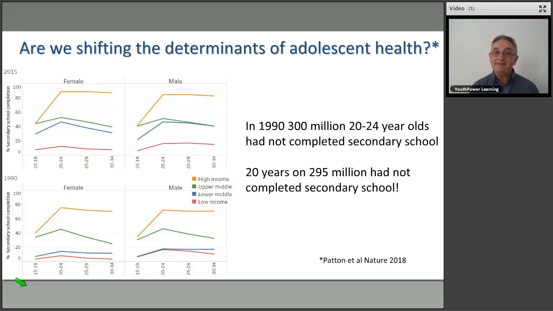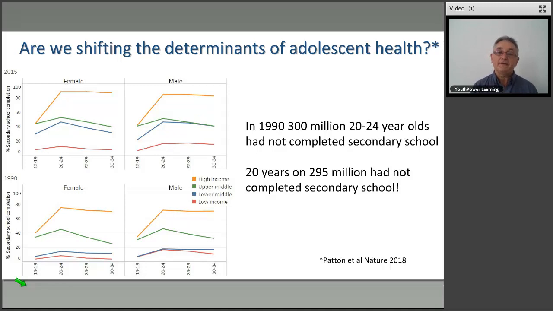You might initially think, well, these are pretty similar, but in fact there have been some marked improvements, with the most marked improvements in lower middle-income countries, where rates of completion of secondary school have increased markedly over the 25 years. However, the number of adolescents in the world has also grown, and has grown most rapidly in low-resource countries, in lower and low middle-income countries.